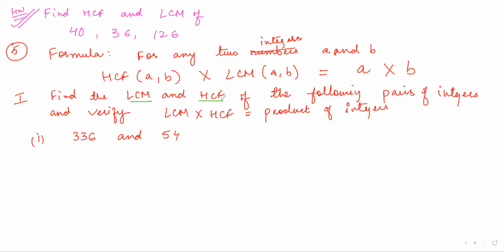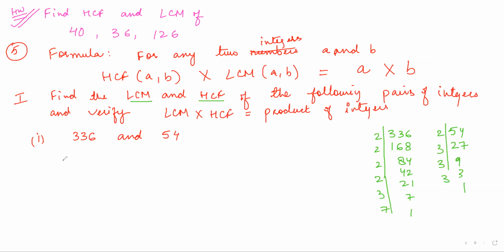So you have to find the LCM and HCF first of all. Can you do prime factorization quickly? So 336: 2 into 168, then 2 into 84, 2 into 42, 2 into 21, 3 into 7, and 7 into 1. Please all of you check if I'm wrong. So 336 can be written as 2 to the power 4, into 3 to the power 1, into 7 to the power 1. Then 54 can be written as 2 to the power 1 into 3 to the power 3, right?